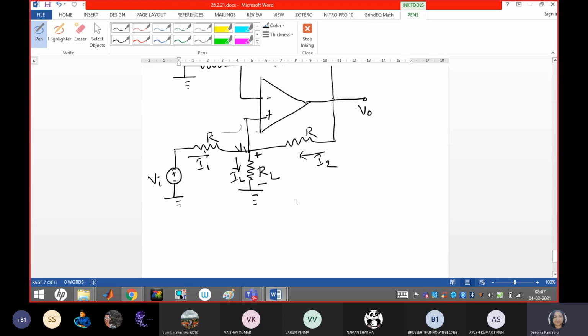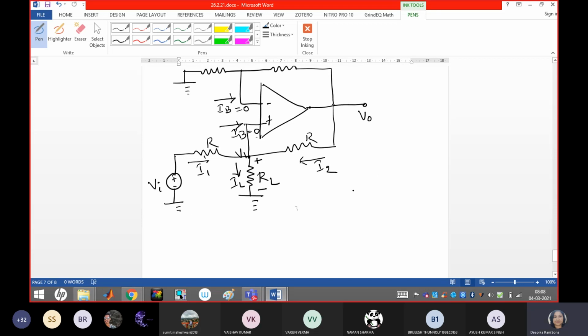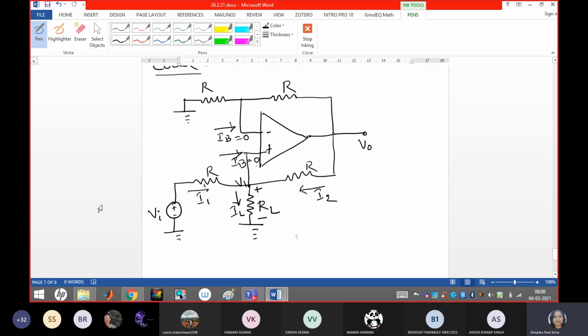Now we will find the relationship. Here we have two bias currents, IB minus and IB plus. The bias current towards the negative input terminal is 0, and it is also 0 for the positive or non-inverting input terminal. To find the relationship, guys, have you drawn the circuit? Let's apply KCL at node V1.